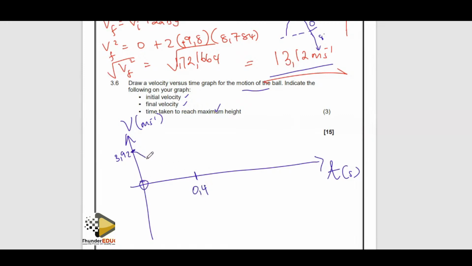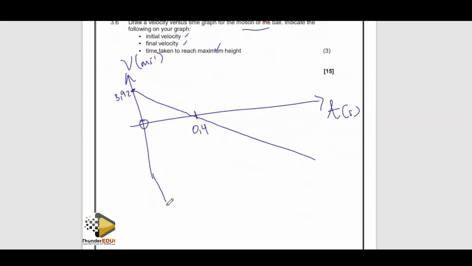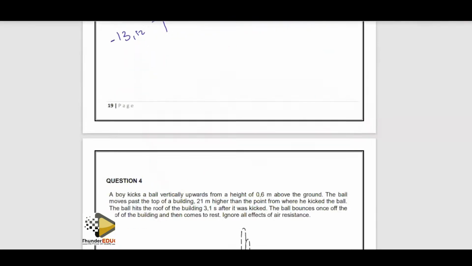So we're just going to draw a line. It must be longer. And then we can put the 13 down. Then we can call this 13.12, but in the negative. It's not a big deal for as long as you have the initial or you have these 3. It's a mark for each. Then we move on to the next question.